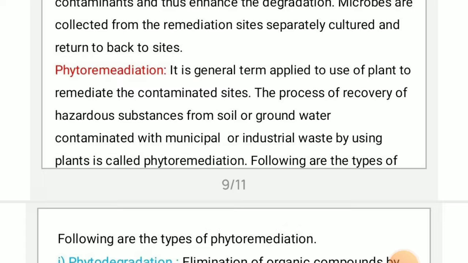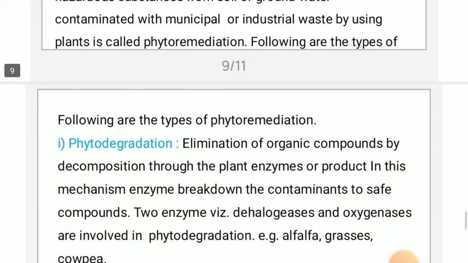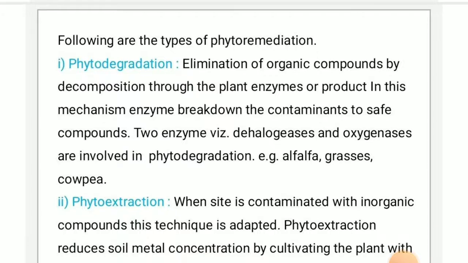Now the municipal sewage as well as the industrial sewage or industrial waste can be remediated, that is, removed from the site. The site may be the soil, the site may be the groundwater, the site may be a water body like a river, or the water of a well also. These can be directly recovered with the help of planting a particular type of plant, and that is called phytoremediation. Following are the types of phytoremediation.